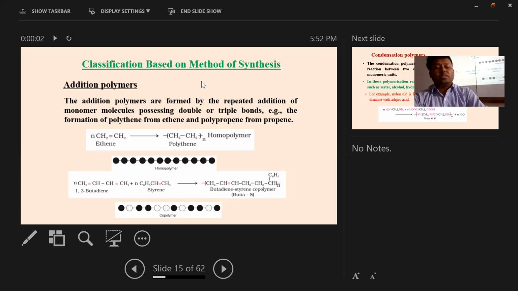Addition reaction, that means just what are the repeating units? They will make a single bond in between the repeating units. So the addition polymers are formed by the repeated addition of monomer molecules possessing double or triple bonds. It can be. So here you can see this is the double bond. So this repeating unit is forming a single bond. So it will just join. There is nothing else, but sometimes you can have a reaction like a condensation.